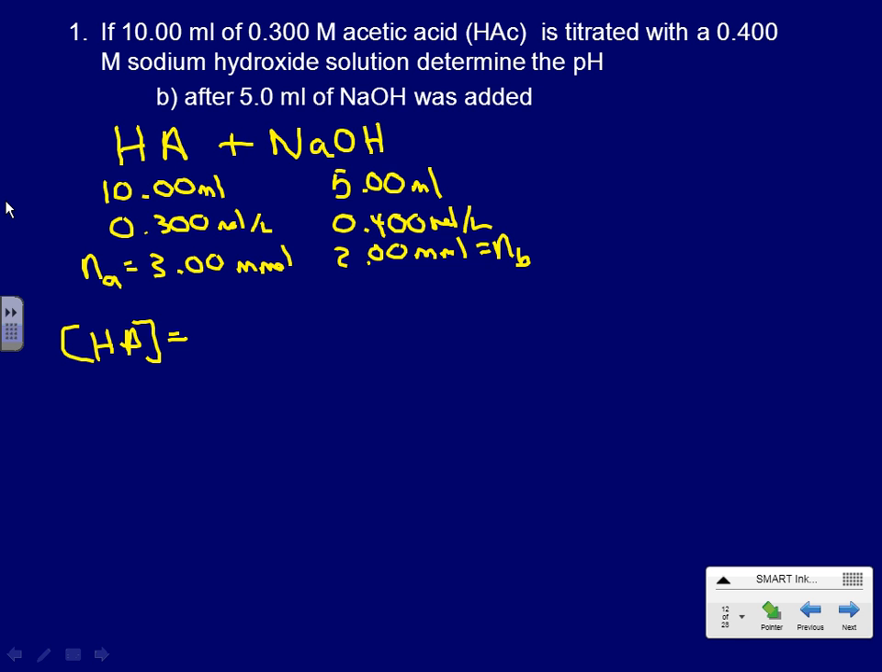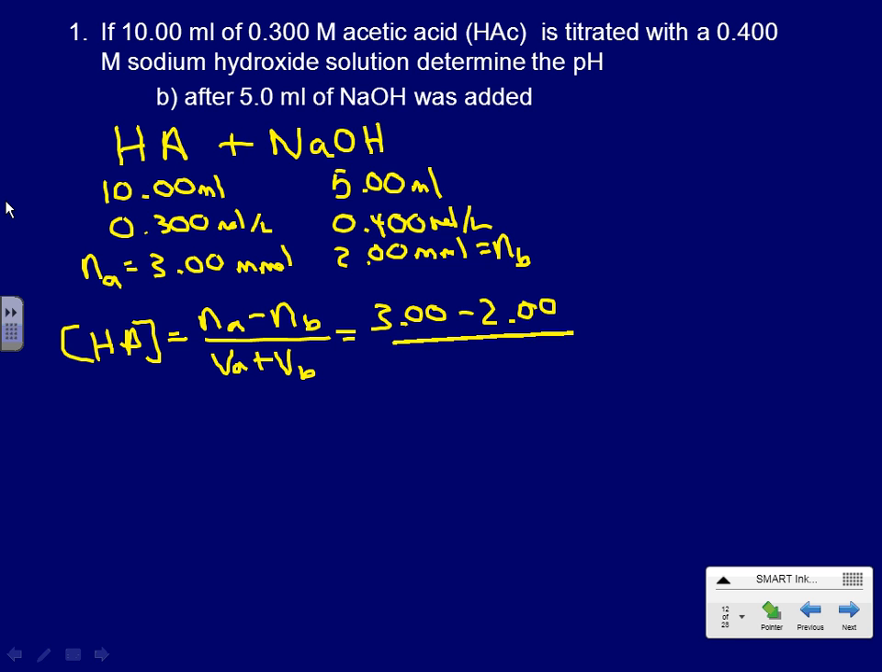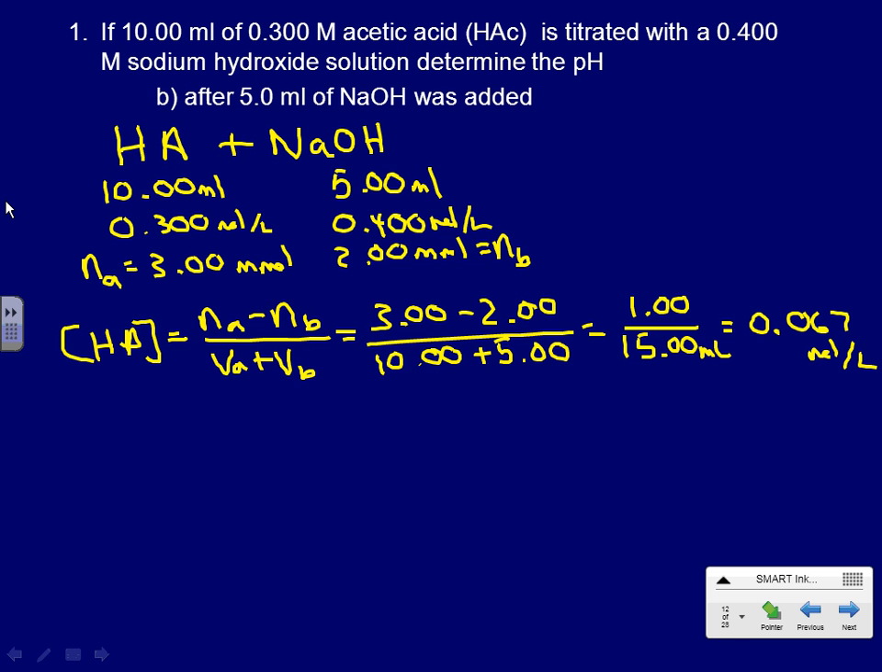That's equal to the Na minus the Nb, over Va plus Vb. That's 3.00 minus 2.00 over 10.00 plus 5.00. In other words, that's 1 millimole over 15 milliliters, and that is equal to, I'm looking at my number, 0.067 moles per liter.